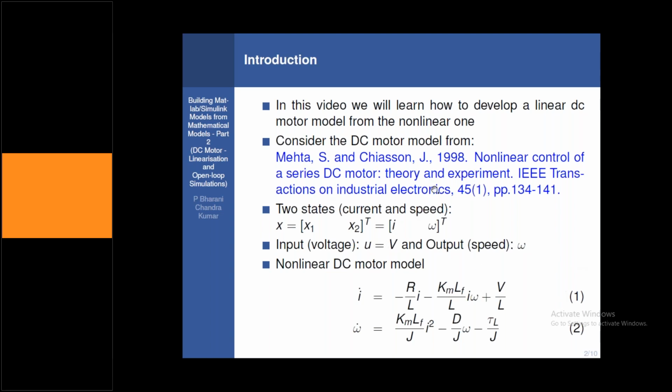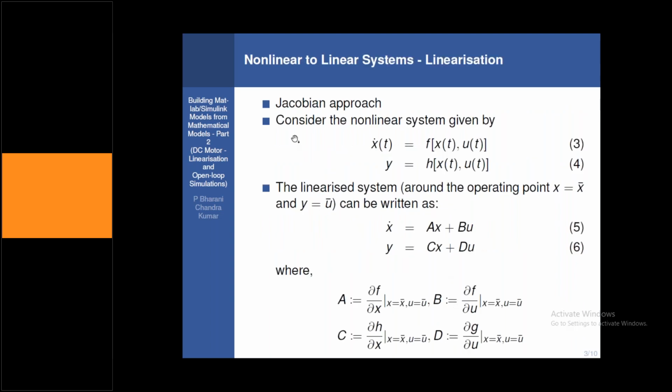So this is the nonlinear model we have considered, with this I and omega. Theoretically, we will be using the Jacobian approach to get the linearized ABCD matrices. This linear model, whatever we are deriving, will only work around a particular operating point. Our idea is to get this nonlinear model x dot and y into the standard state space form.